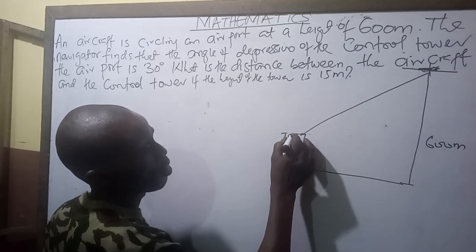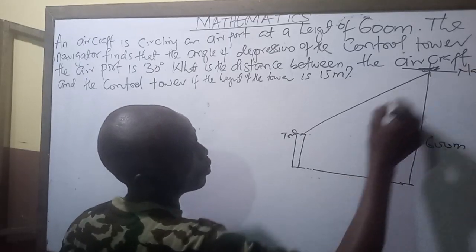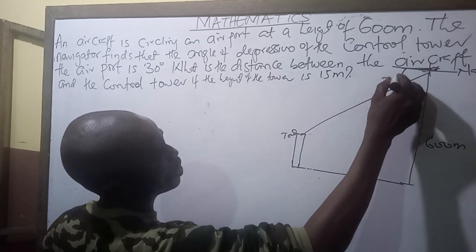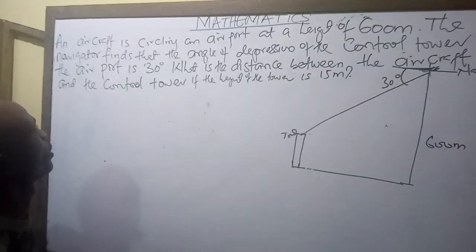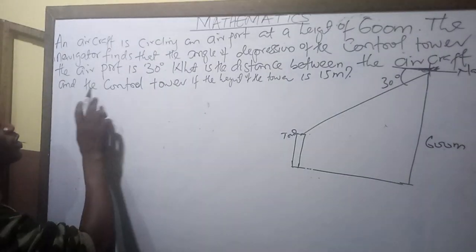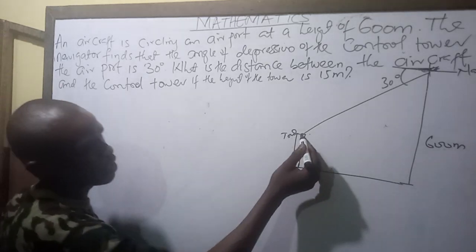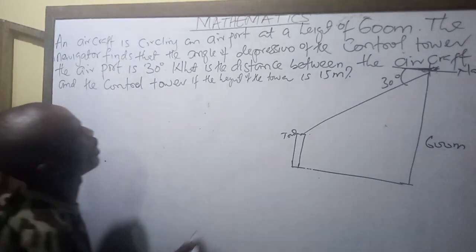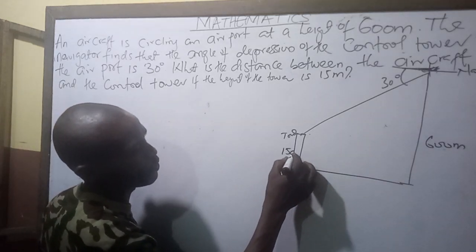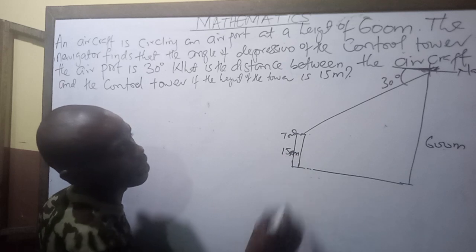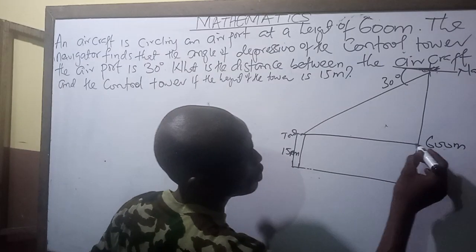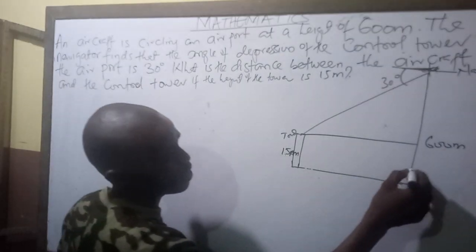This is the tower, and this one is the navigator. The angle of depression here is 30 degrees. From here, what is the distance between the aircraft and the control tower? This is the control tower, and look at the aircraft here. If the height of the tower is 15, definitely this place is 15 meters. That is the height of the tower. This has formed a triangle.